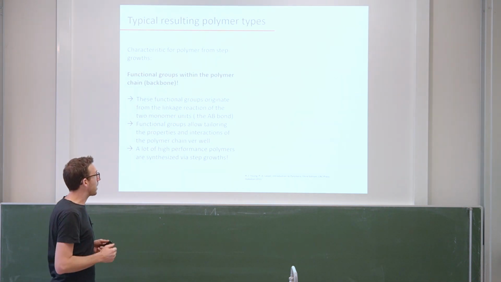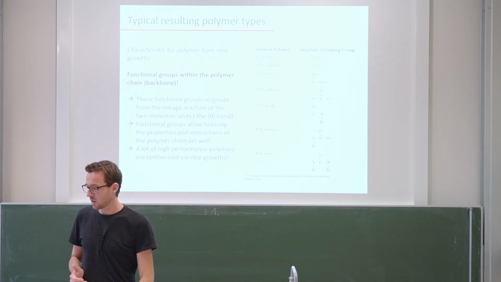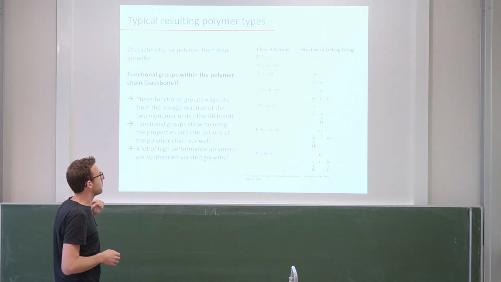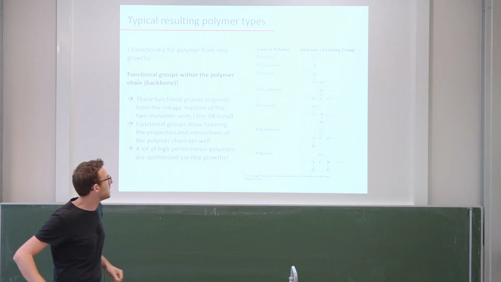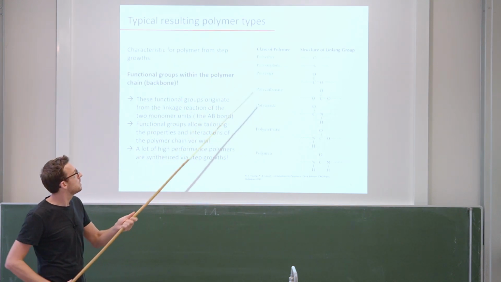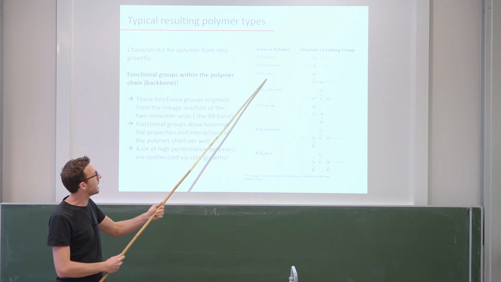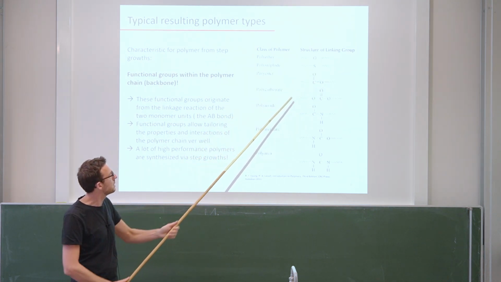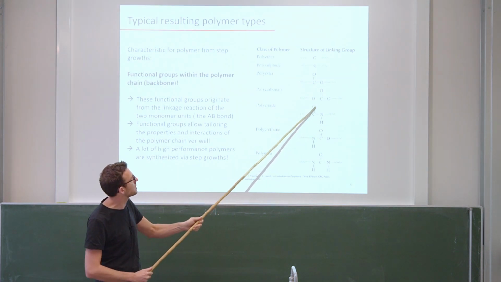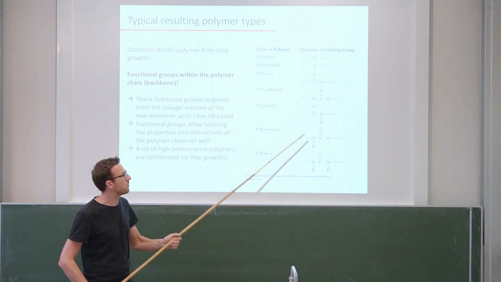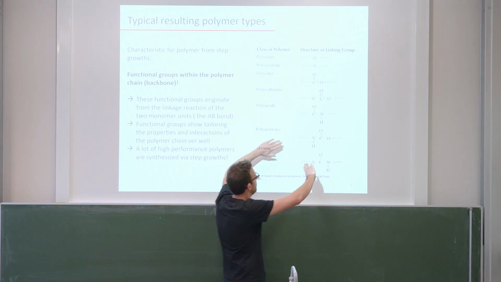Okay, so what kind of chemistry can we use, or what kind of functional groups can we find in the backbone? Here is a probably non-exhaustive list of such potential groups. You see that very typical polymer classes are included here. We have polyesters that have these ester functionalities. We have polyamides that have these amide functionalities, polycarbonates, polyurethanes, and so on and so forth.